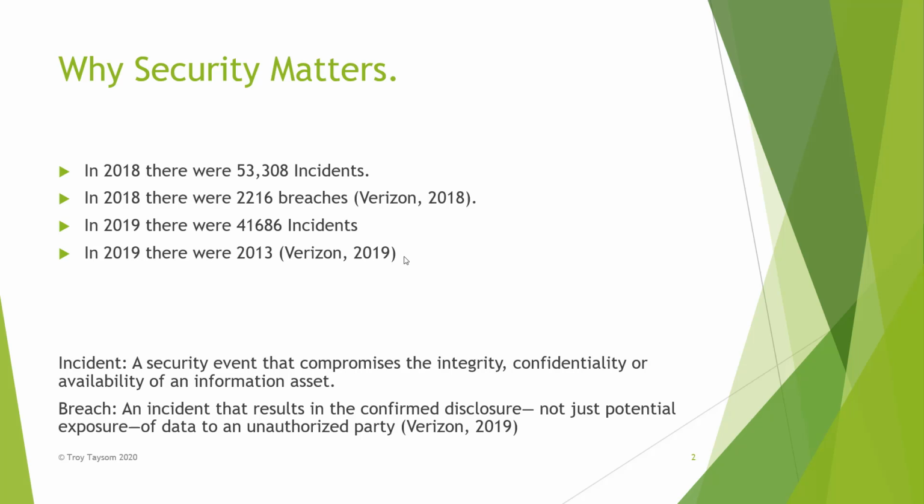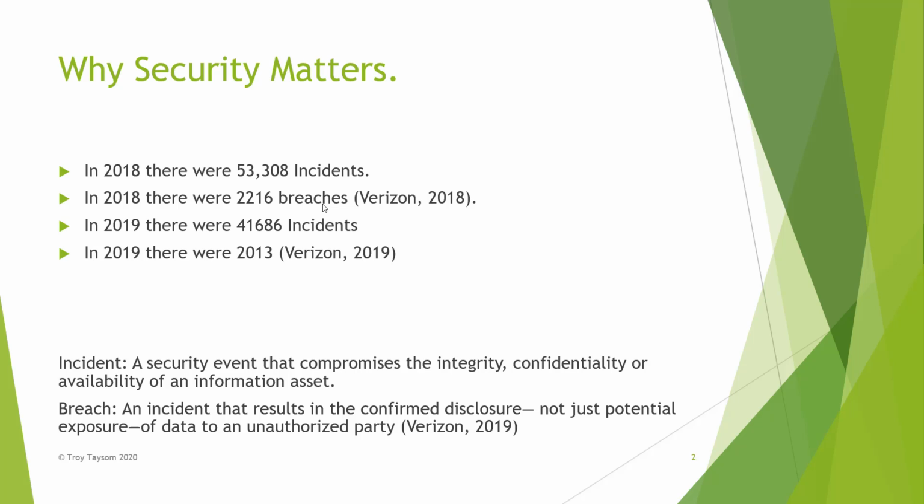So you can see in 2018 we had 53,308 incidents. An incident is when some type of breach was attempted. It may have worked, it may not have worked. There are also things called events, and depending on who you talk to, an event is different than an incident.